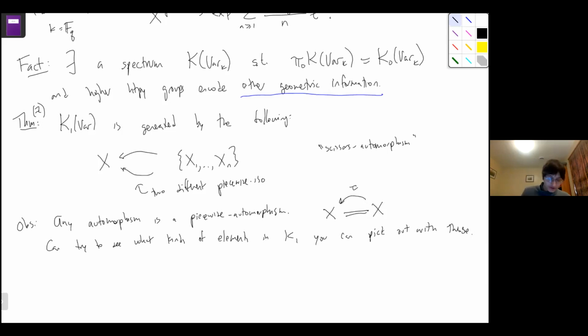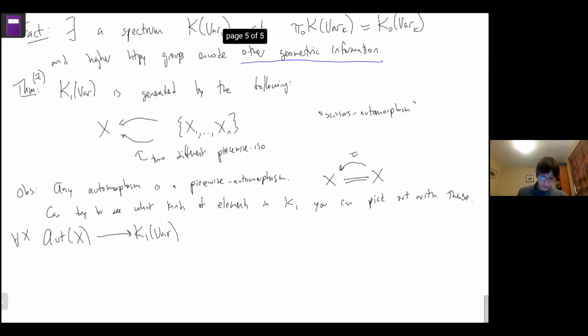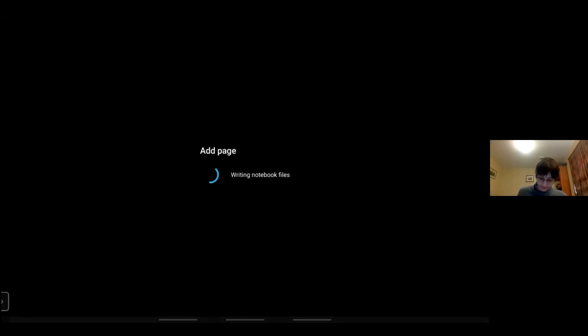I will mention there is, for any variety, so for any X, there is a homomorphism from the automorphisms of X into K1 of varieties, mapping every automorphism to this kind of element that I drew here. So you could do this purely if you could somehow analyze it directly, but I don't know of a way. I haven't been able to come up with anything along those lines.